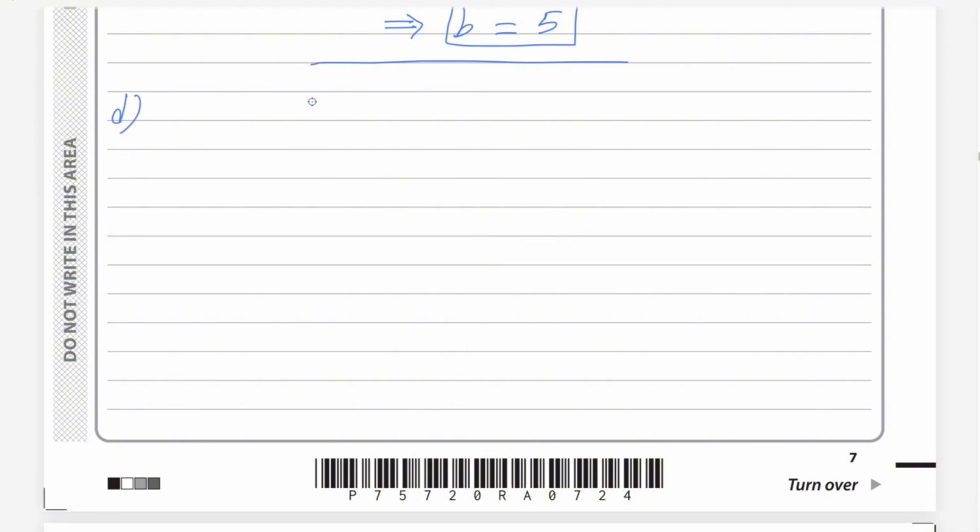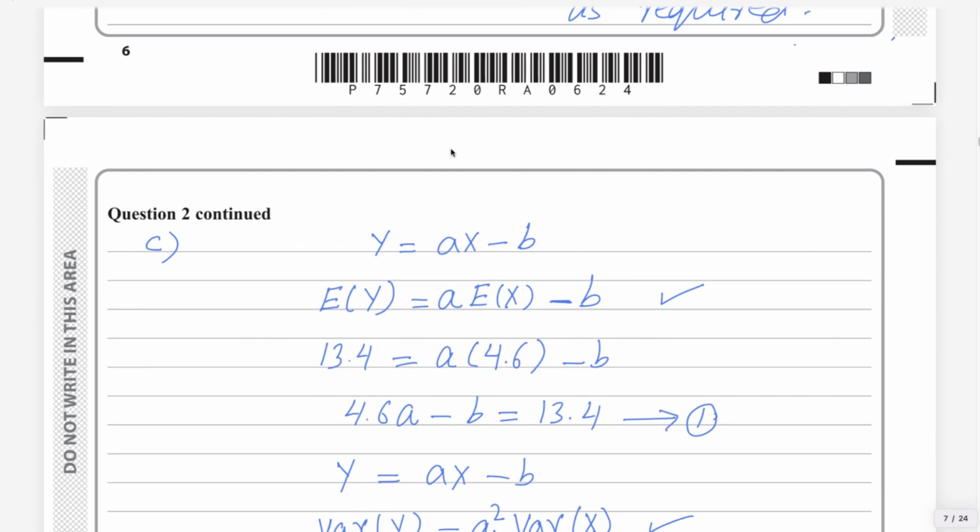Now for part D, we know that the spinner values for each spinner, X1 and X2, are written as 2, 4, 5, 7 and 8. These are the numbers written on each spinner. So here let me write the values, because S equals X1, it is given in the question, and R equals 2X2 minus 3.